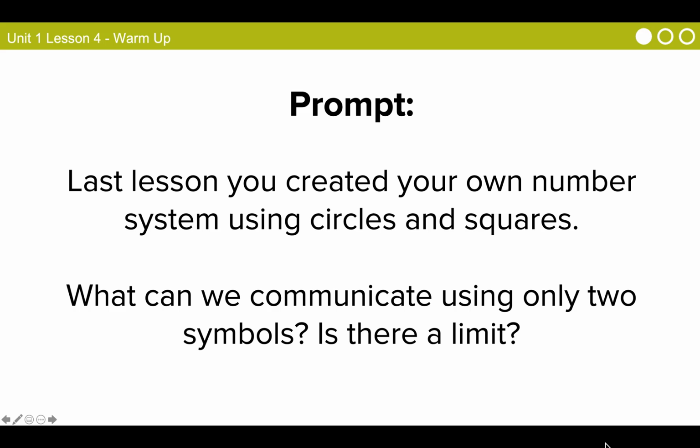Now, if you're familiar with binary, you'll know that binary is two symbols. If you aren't familiar with binary, you'll know by the end of today's lesson that binary is two symbols. Is there a limit? Well, computers use binary, so a computer can do pretty much anything. That really means that there is no limit. But we're going to talk about binary and exactly what that is during today's lesson.